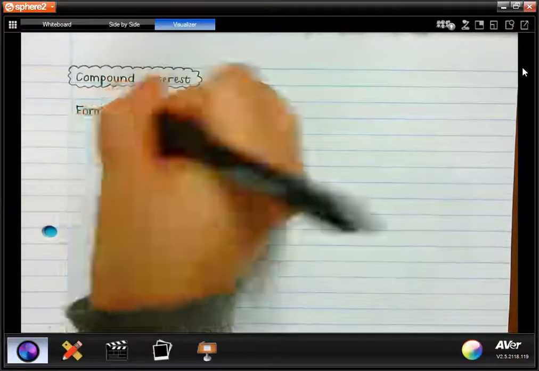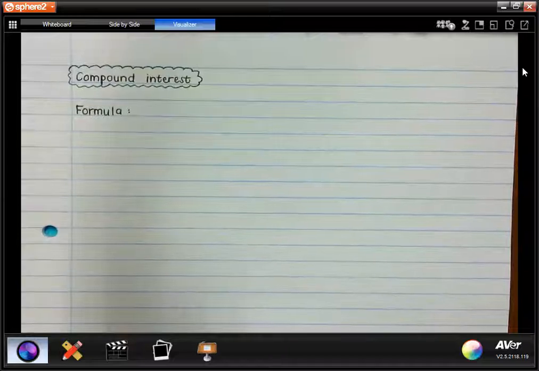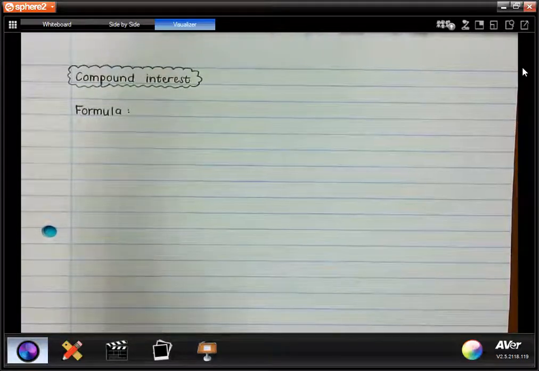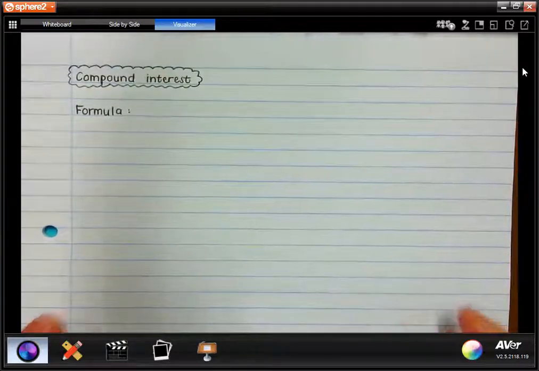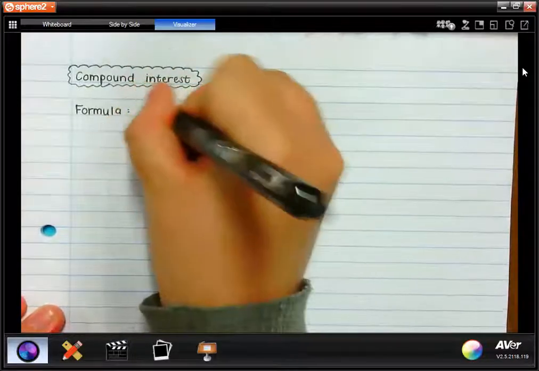And now we are finally going to learn the new formula. We've been working with the simple interest formula this whole time. Now we're learning a new formula for compound interest. It's very similar though.